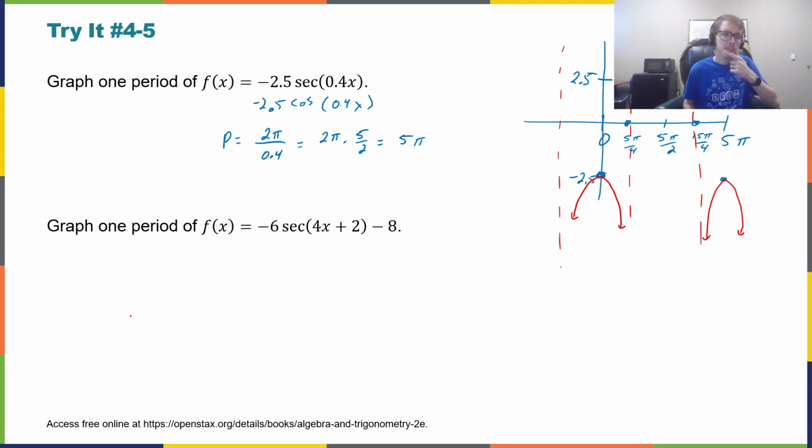Okay, let's take a look at this next question, number 5. Graph one period of f of x equals negative 6 secant 4x plus 2 minus 8. All right, so I'm going to go ahead and factor this 4 out. So that'd be negative 6 secant parentheses 4 parentheses x plus 1/2 close parentheses minus 8.